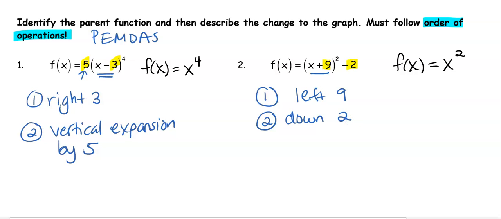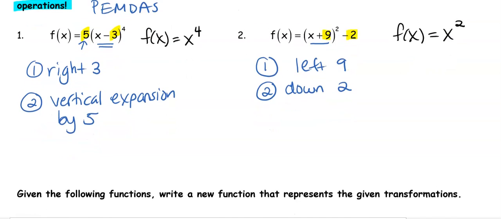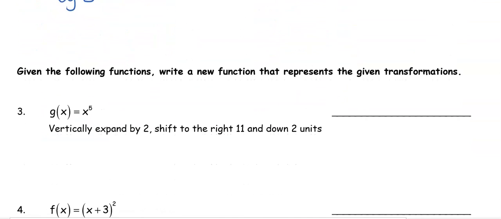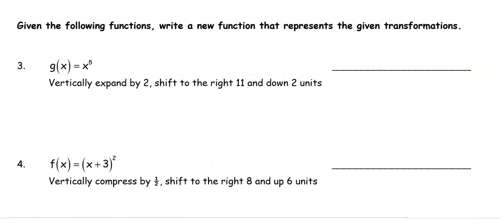All right, so that's given the equation, describe the transformations. Now we're going to be writing the equation. So we have g of x is equal to x to the 5th. The first thing we're going to do is vertically expand by 2. When I vertically expand, I'm multiplying by that number. So that first shift there is going to make that 2 times x to the 5th.